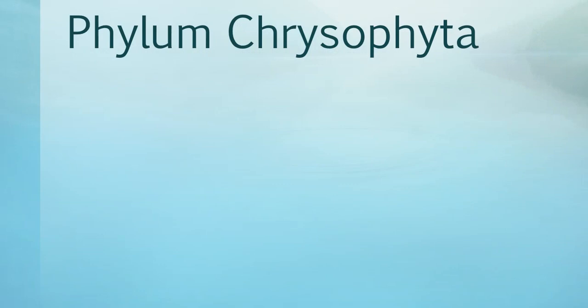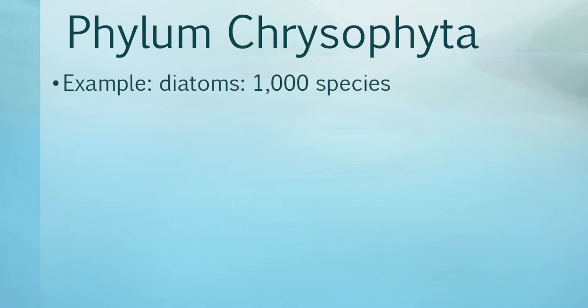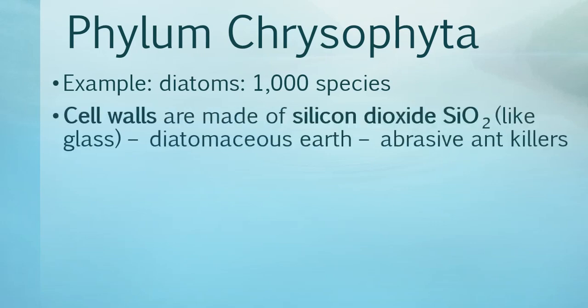So we see group number 2 over here is called Chrysophyta. You can see the word CHRYS. I want you to think of the word crystal. That's going to become important here. The best example of that are some of those pictures I was showing you called diatoms. There are over 1,000 species of diatoms out there, and they're some of the coolest looking guys, because their cell wall is made of silicon dioxide, SiO2. It's glass, y'all. It's like glass.